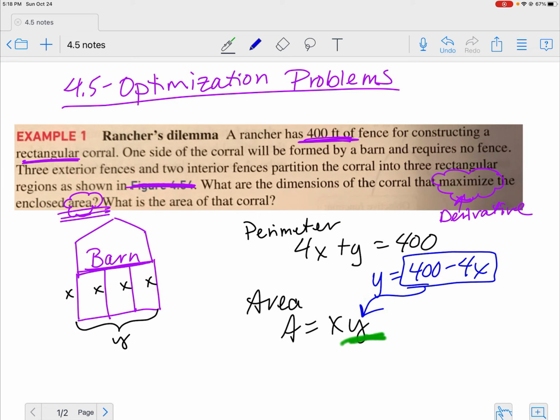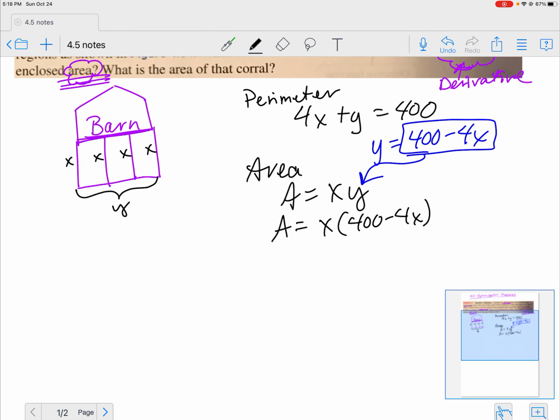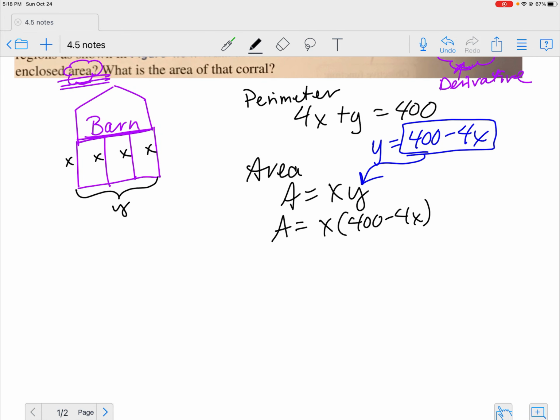But we want it in the same variable, so we're going to substitute that: x times (400 minus 4x). When you have just a single variable that you're going to distribute, or when you're going to take this derivative, just distribute, right? That's going to make our life easier. 400x minus 4x squared.